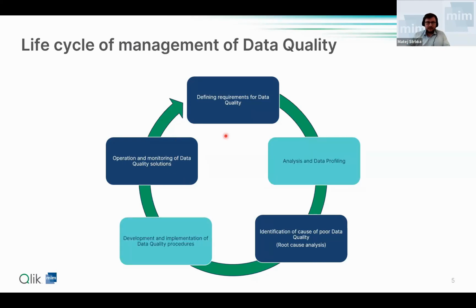So in the following slides, I will focus on these two steps. It is analyzing and data profiling, which was done in the Talend platform. And in the demo, I will show the Talend Data Stewardship Console, and I will connect it with the procedure we implemented for the Ministry of Education in Slovakia.